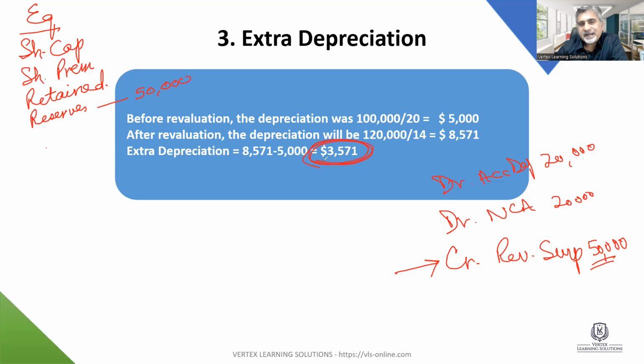What I can do, since the problem is with charging extra depreciation, is transfer this extra depreciation from reserves to the retained earnings account, so that you can take it home. You can take your dividends, or you can take your profits. So what I need to do, first I made a credit to revaluation surplus. Now I will say debit revaluation surplus. The same account, I will make a debit with 3571. And I will say credit retained earnings.